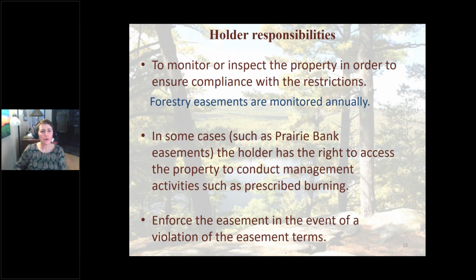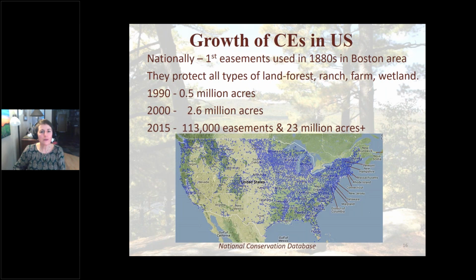Just a slide here to show the growth of conservation easements in the United States. It's not a new concept. The first easement was used in the 1880s in the Boston area. But it really has taken off in the last couple decades. And so you can see with the timeline here, in 1990 there were about 500,000 acres in the US that were in easement. And then the last available data that I could access, in 2015, there were over 23 million acres of easement in the United States. And you can see on the map, this comes from the National Conservation Database, all the blue dots are where there are easements in the US.